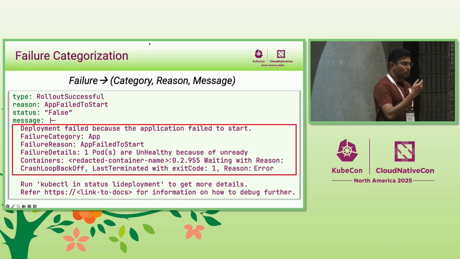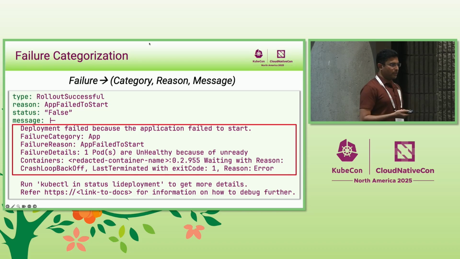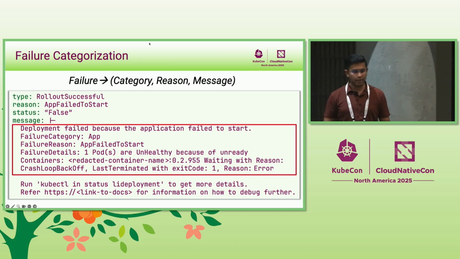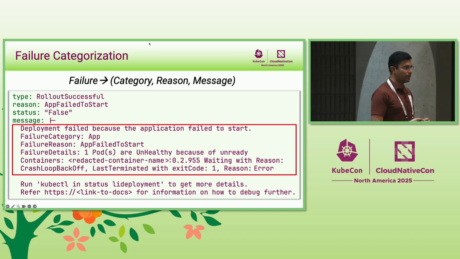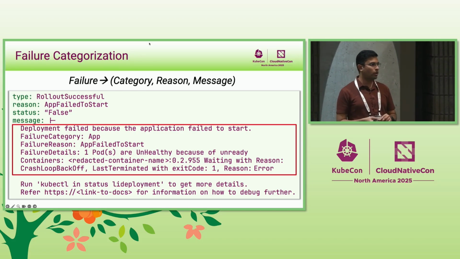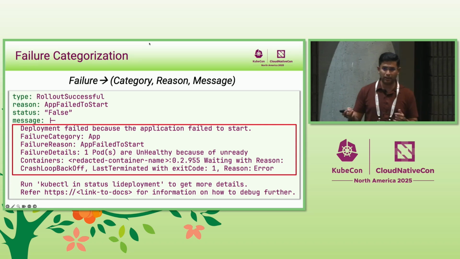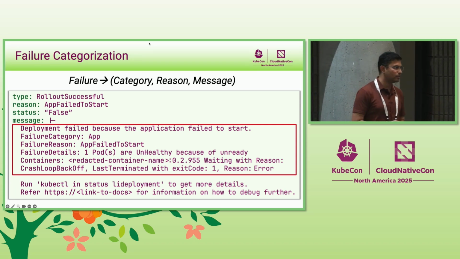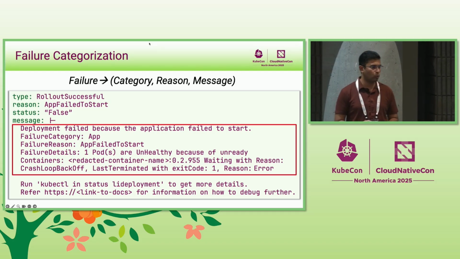Now, here's an example of it. The message basically says the application failed to start. Clearly, the failure category is application. The application failed to start is the reason. And the detailed message says there is one pod that's been failing because there is a container running a certain version of an image, and it's been crashing with an error reason like exit code 1.